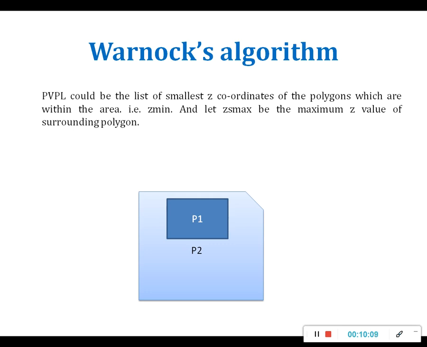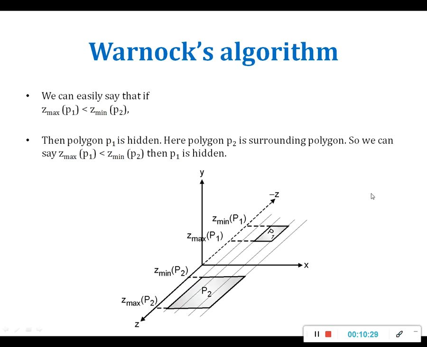So every polygon will have a Z max and a Z min value. According to the Z min, we are going to maintain our PVPL list, and Z max will be the maximum Z value of that surrounding polygon, ZS max, the Z value of the surrounding polygon. This information we are going to store into the PVPL according to the Z min and Z max.